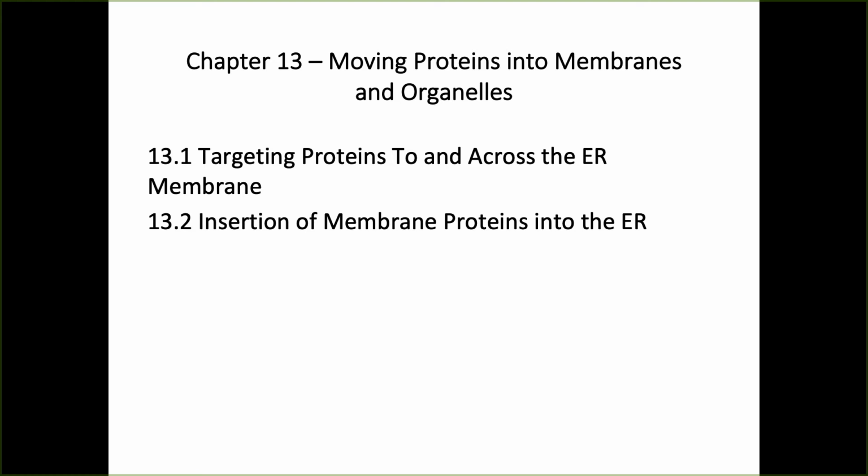13.1 is targeting proteins to and across the ER membrane, where you are making some soluble proteins, which will be in the lumen of the ER. We're going to talk about that, and about the insertion of proteins in the membrane, which are the integral proteins. We'll talk about those in section 13.2.